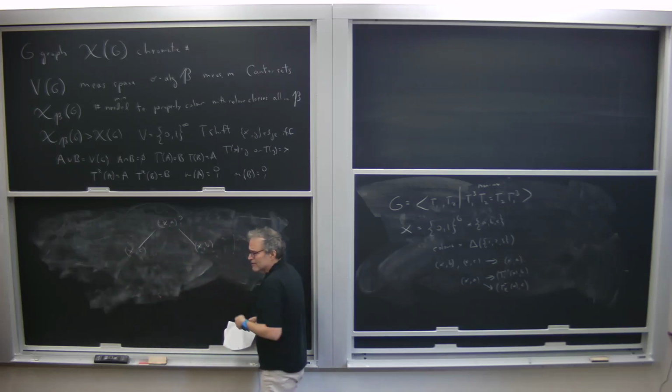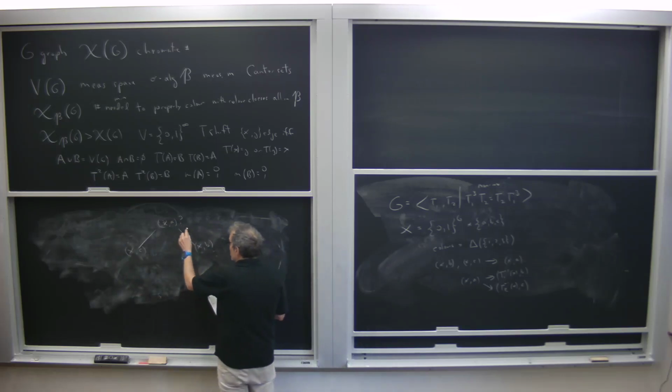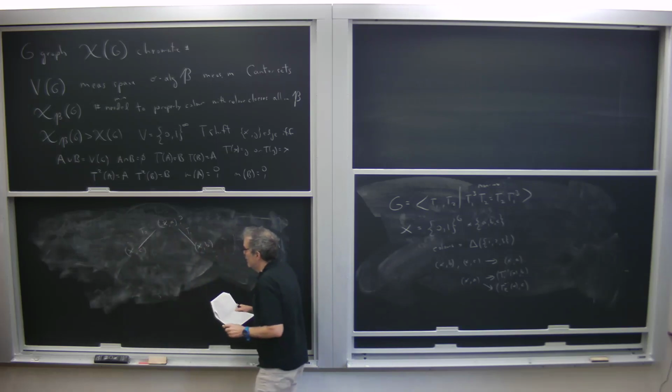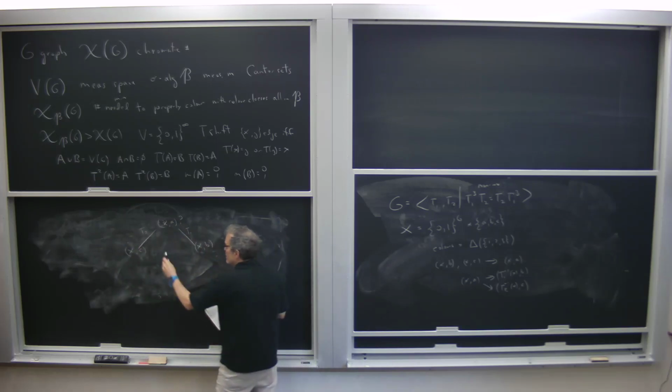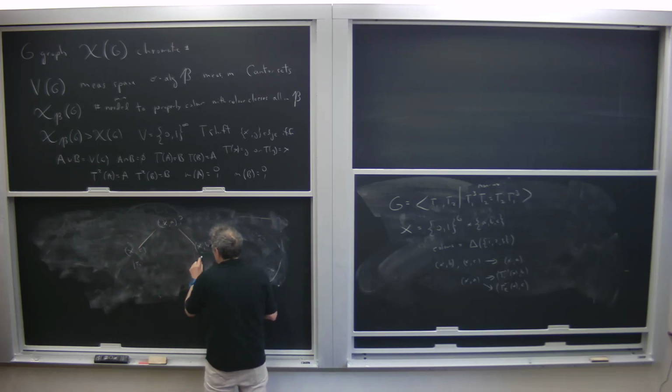I always put the C on the left side, right? And the B on the right side. Because this is corresponding to the T1 action, and this is corresponding to T2 action, right? Down below, I should say. It's down below here, the T2 action, and down below here is the T1 action.